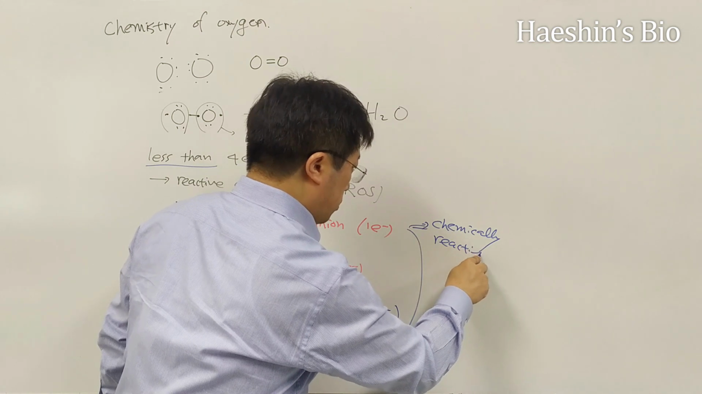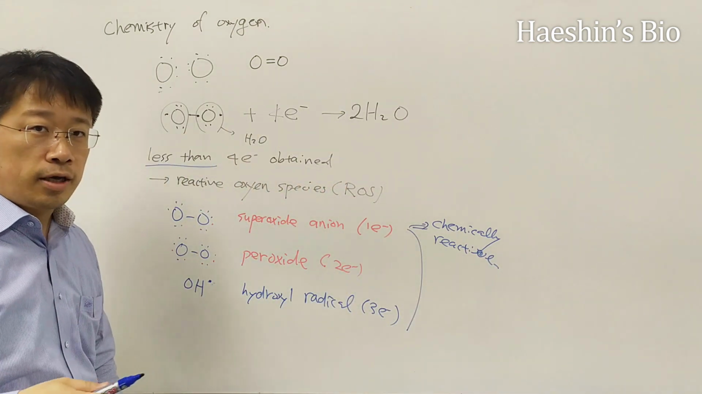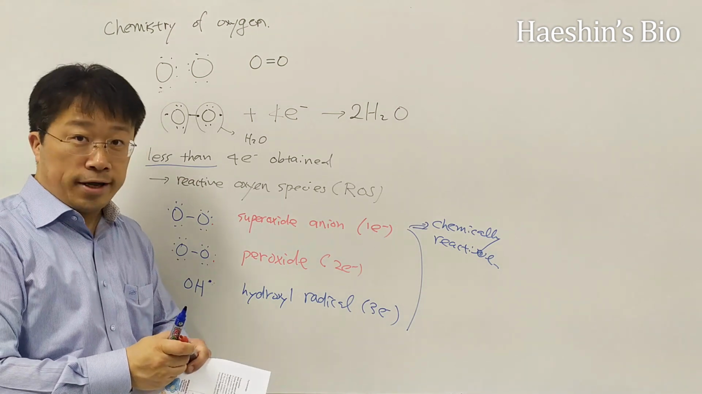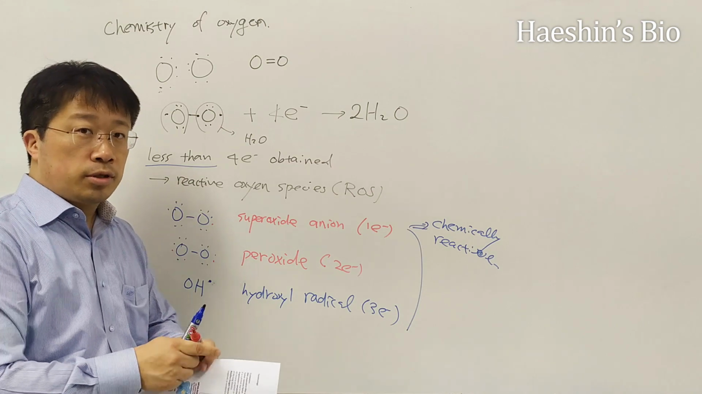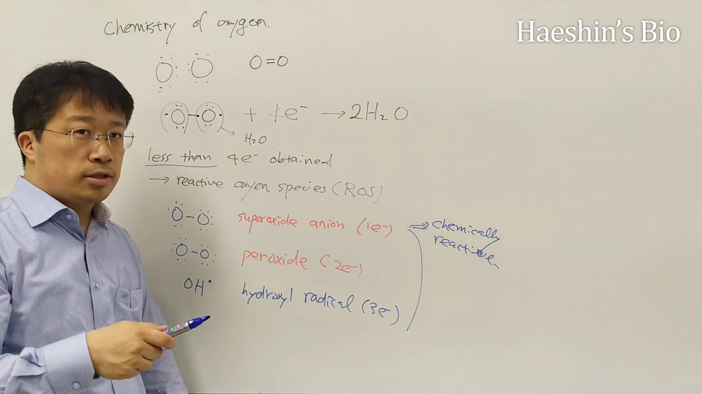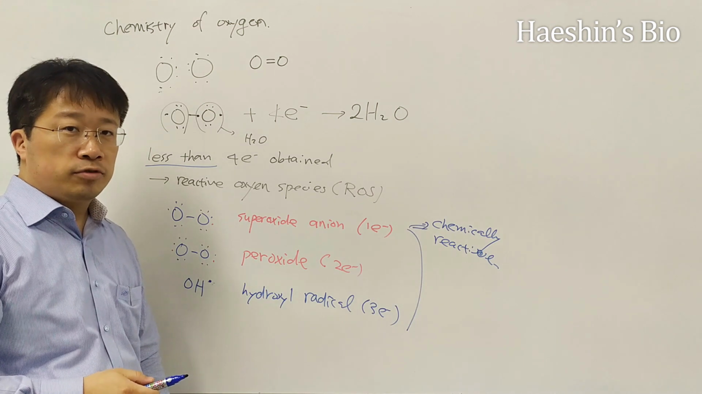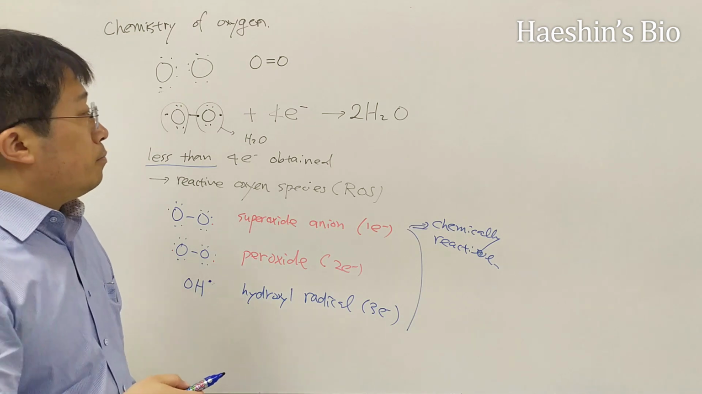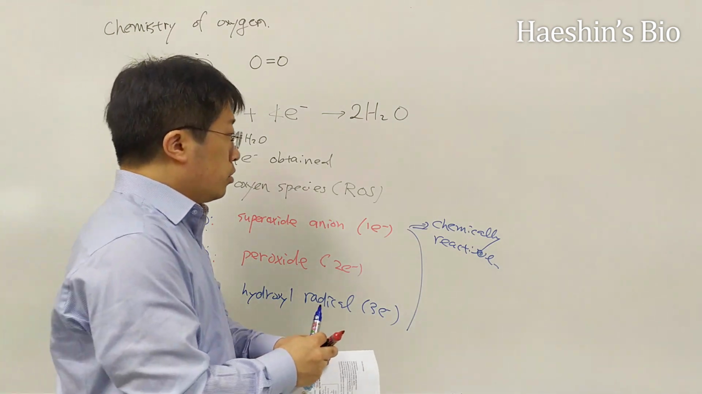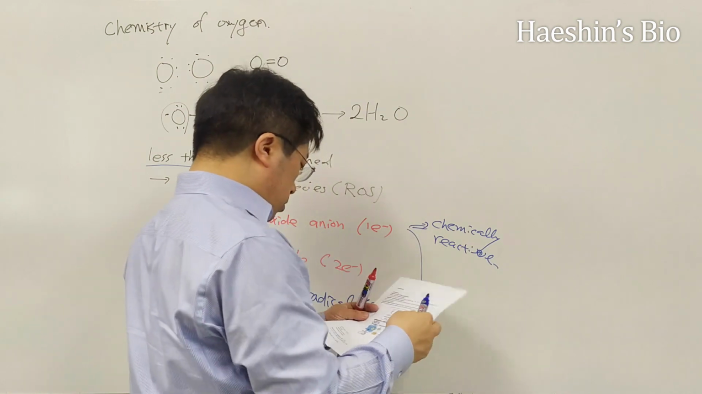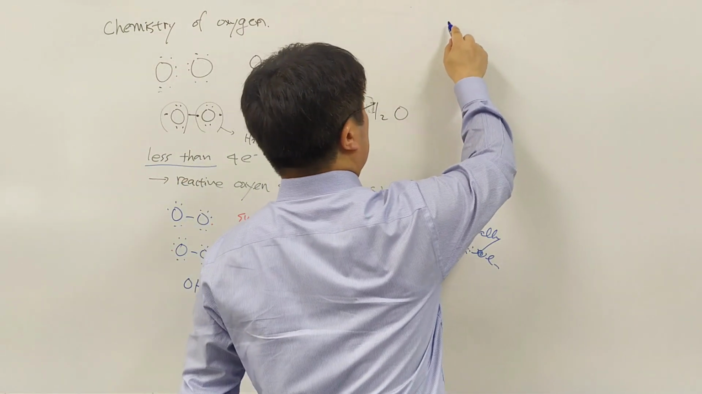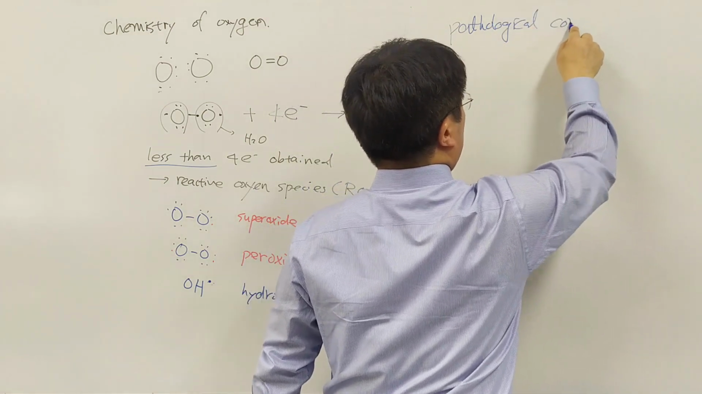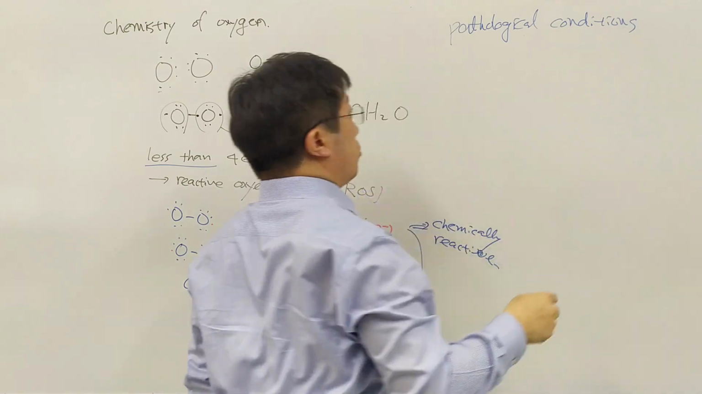Chemically reactive. That means they can attack existing biological molecules such as DNA, RNA, and proteins. So they produce the ROS, then attack, and they give damage to these proteins and DNA and RNA molecules. In particular, we have a special system under some pathological conditions. The pathological conditions mean that we have invaders.